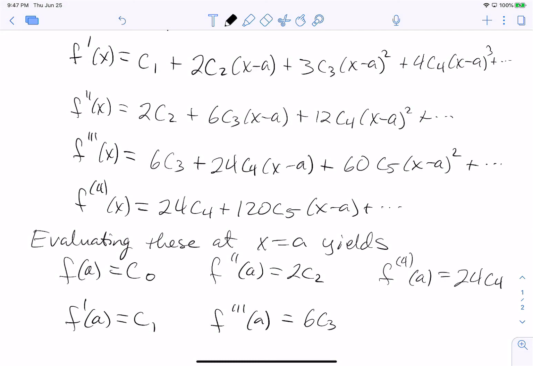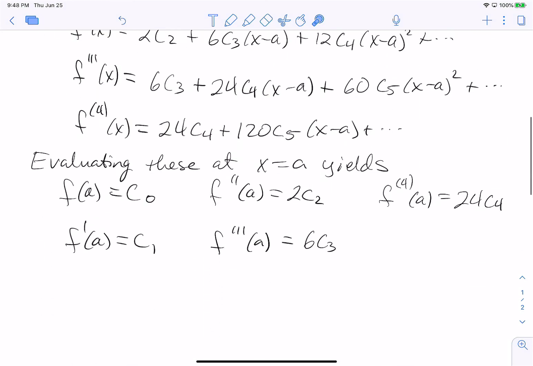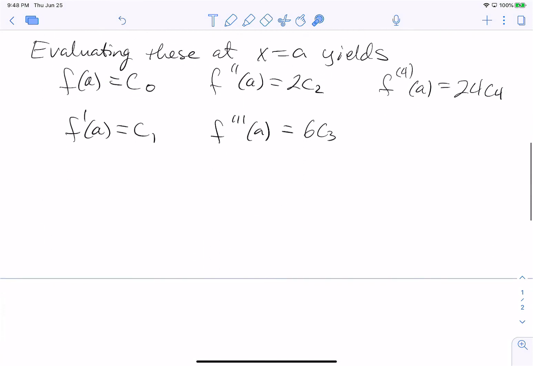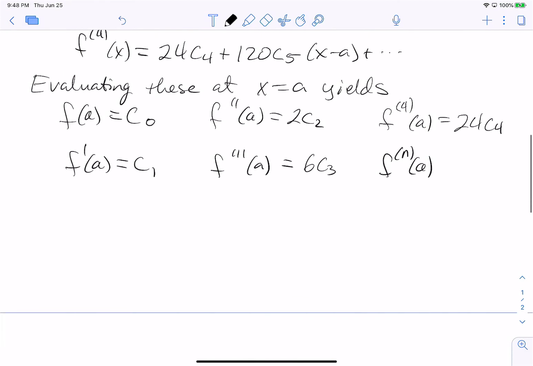24c4. Now, when we started this process, folks, I told you that we were going to do something by which we could find c sub n's. We can take each of these and solve for the c sub n. But before we do that, what would happen for the nth derivative evaluated at a? Can we detect a pattern?